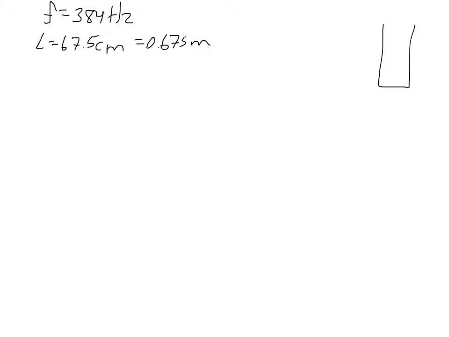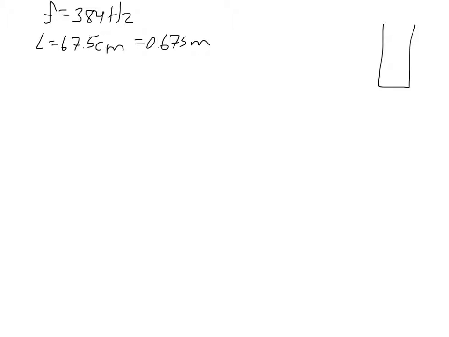This question gives us two things. It gives us a frequency of 384 hertz, and it gives us the length of the column where we have a resonant point. So the length is 67.5 centimeters, which is the same as 0.675 meters. But it's a closed pipe.